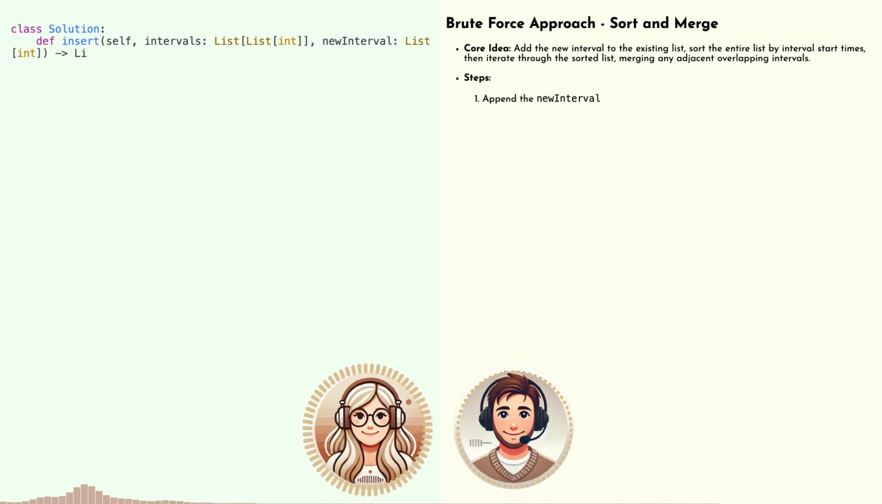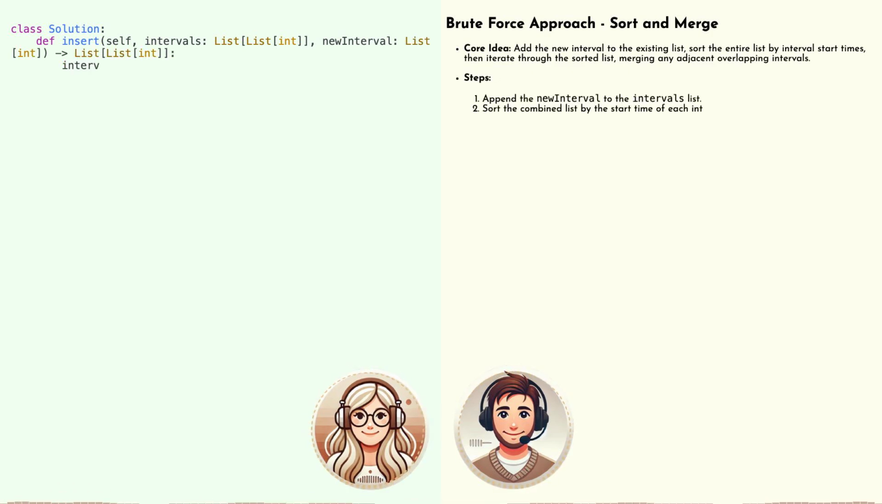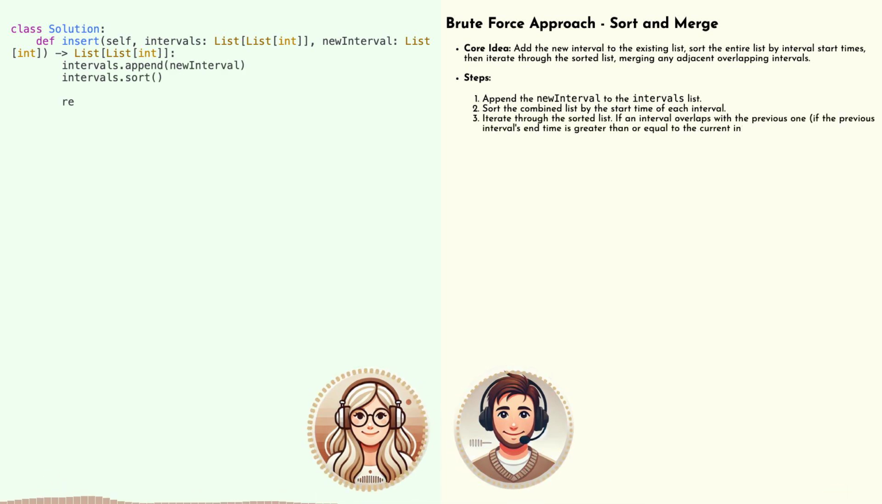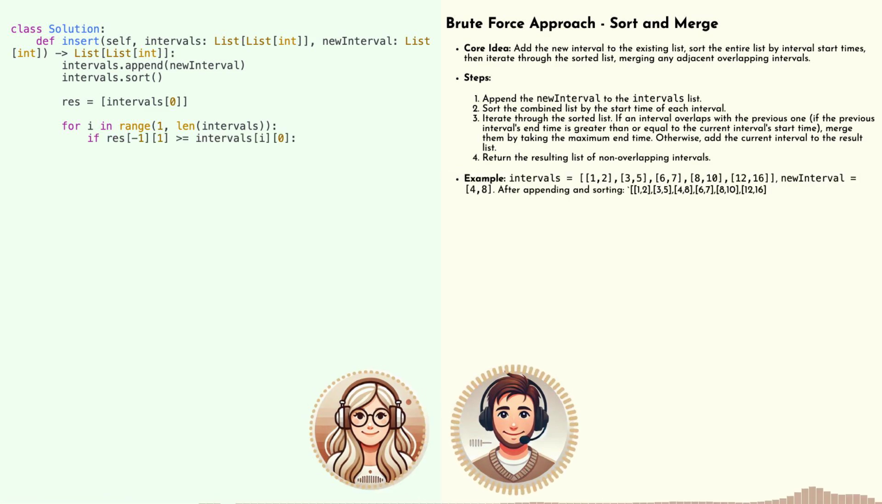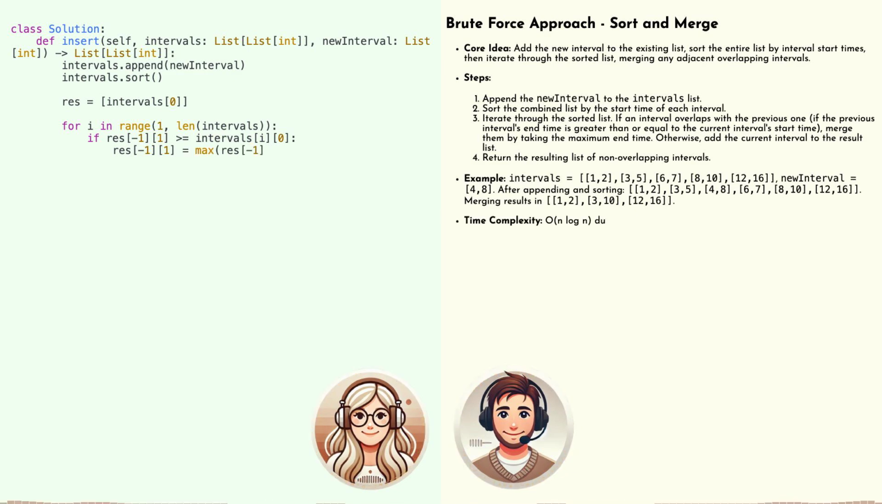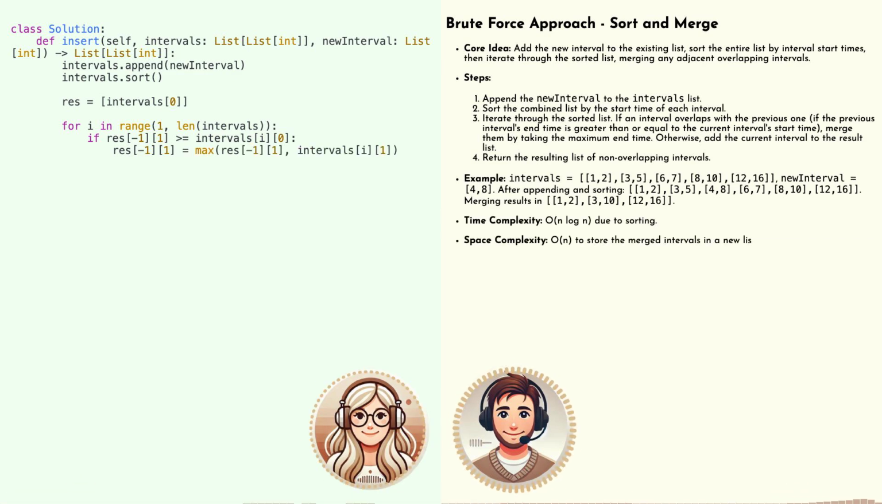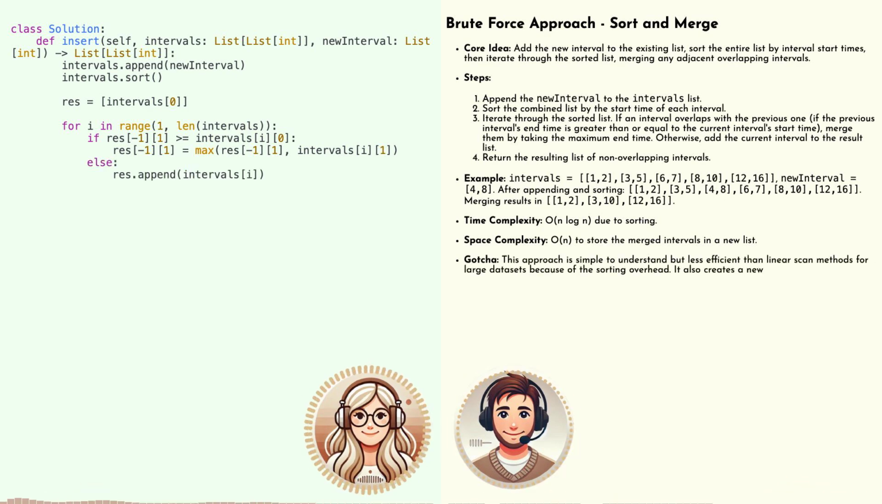Well, let's start with a simple approach that's easy to understand, even if it's not the most efficient. Think of it as our brute force method. We simply add our new interval to the existing list and then sort the whole thing based on the start times. So if we go back to the calendar example, we would just add the 4 to 8 p.m. appointment to the list, and then rearrange all the appointments by their starting time. Sounds simple enough, but what's the catch?